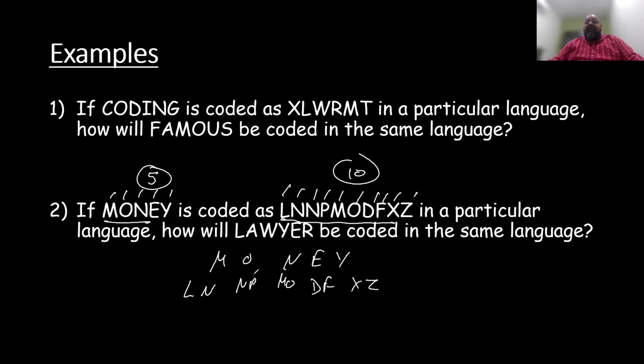How does that happen? So for each letter, the alphabet prior and after it is written: LMN, NOP, MNO, DEF, XYZ. And therefore, what will be the code for lawyer, please? What will be the code for lawyer?